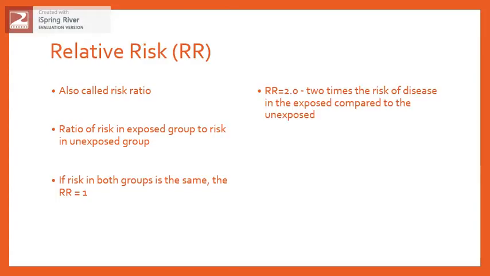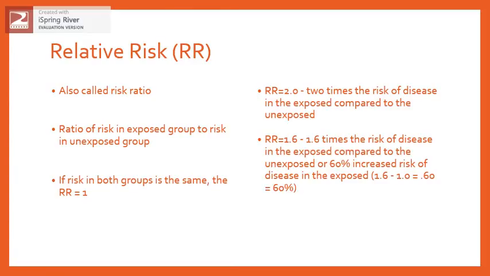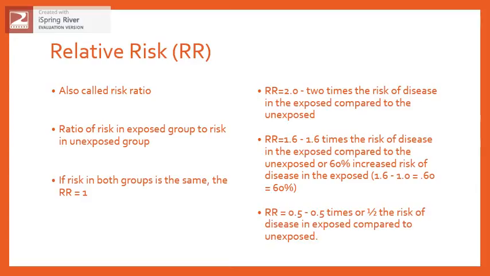Say a risk ratio is 2.0, that means that you have 2 times the risk of disease in the exposed. If the risk ratio is 1.6, that means you have 1.6 times the risk of disease in the exposed. Or you could say a 60% increase. Increased risk of 60%. What if the risk ratio is 0.5? That means you would have 0.5 or half the risk of the disease in the exposed. So it's very handy for quantifying in simple terms how much risk goes with a certain risk factor.